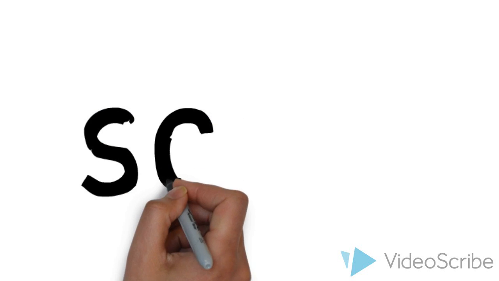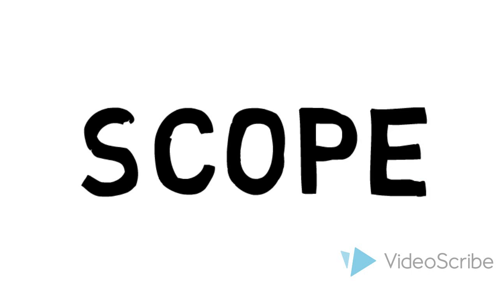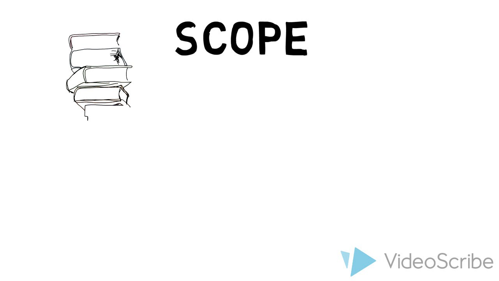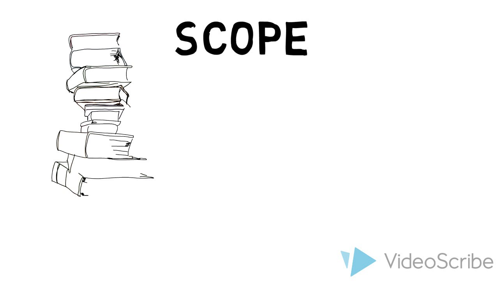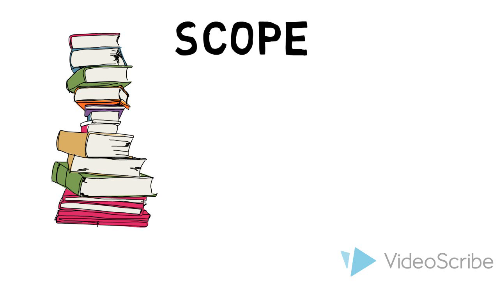Scope refers to what the source covers and what it leaves out. Does it have the information you need to complete your assignment? Let's look at a few examples. In a book, you might look at the table of contents, index, or even the back cover to get a sense for what's included and if it meets your needs.